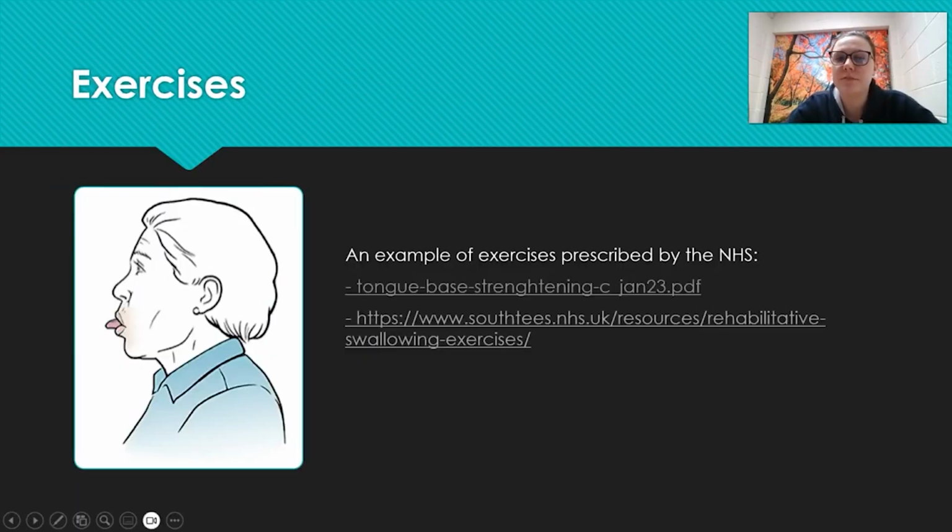So you may be given some exercises to try and help maintain the strength of the muscles used in swallowing. I wouldn't advise doing any of these just yet, because there are different issues that can go wrong, as we've gone through, and you need to make sure that you're doing the correct exercise for your personal problem. So I would wait until you have seen the speech and language therapy team, if you are referred, and they will advise you on the correct exercises for you. This is just an example of some that can be given.